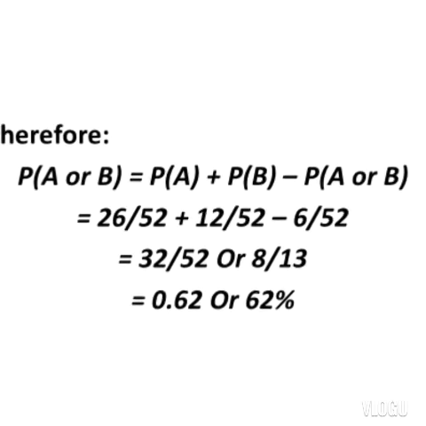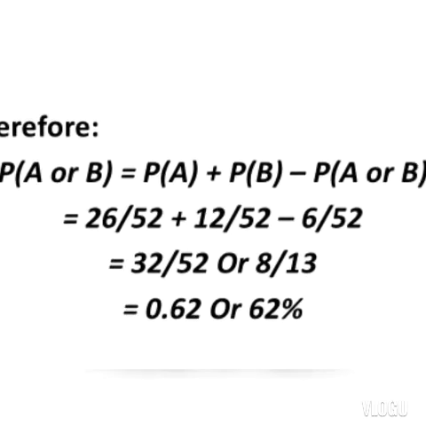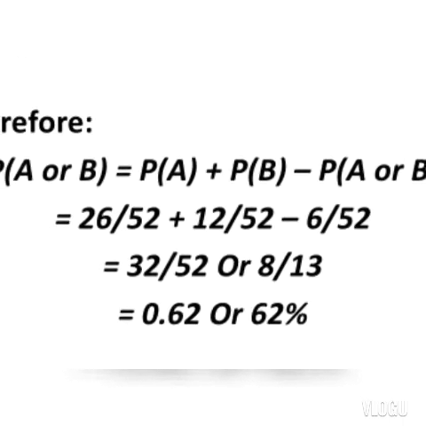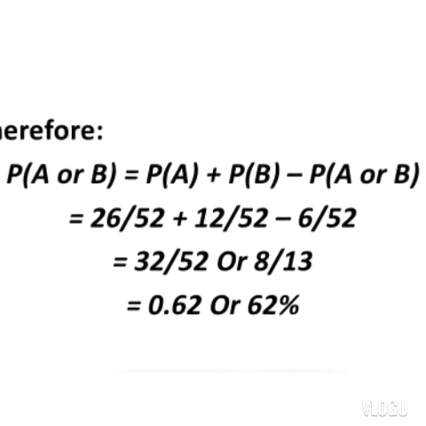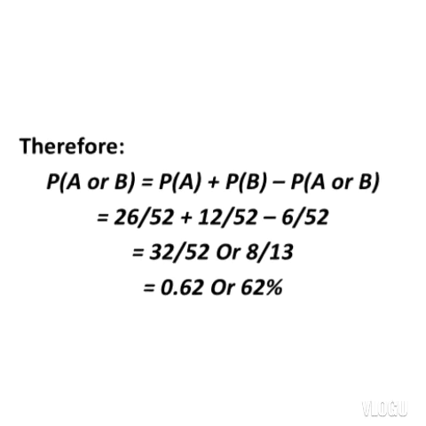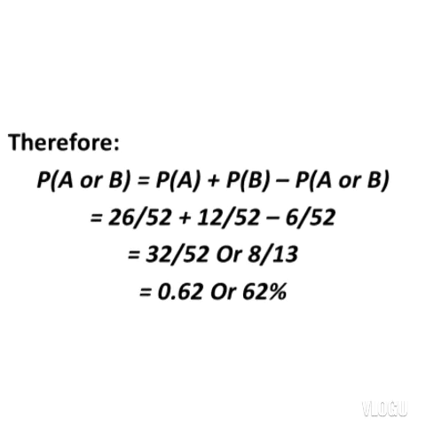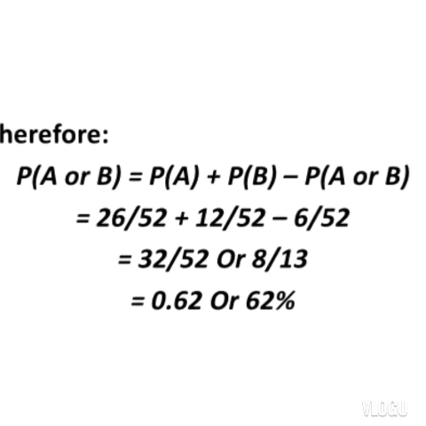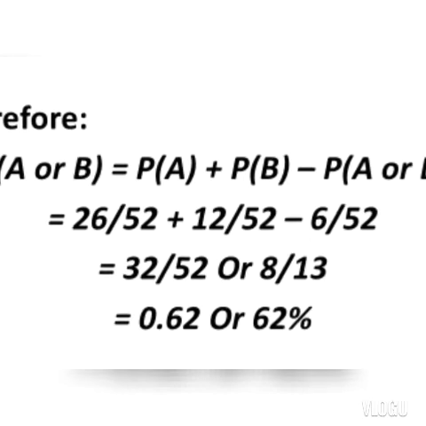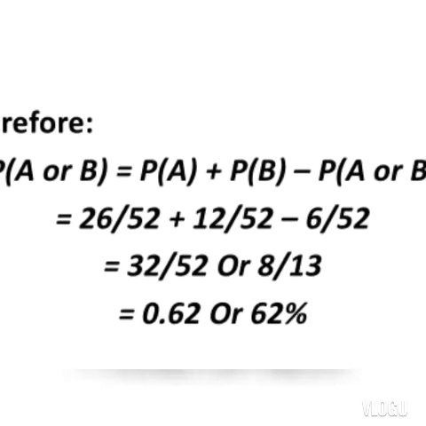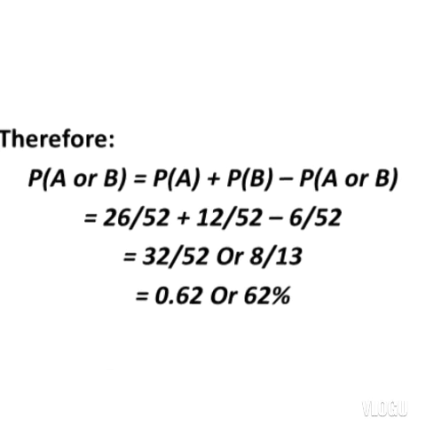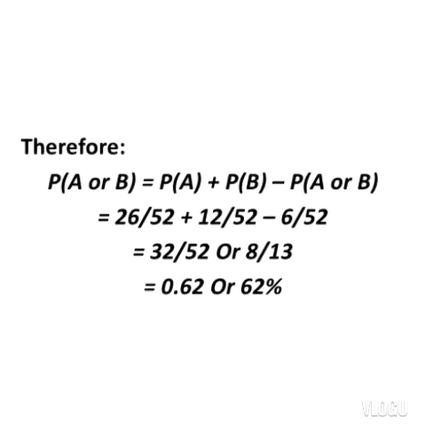Therefore, applying the formula, the sum of the probabilities of the two events minus their intersection, we have 26 over 52, the probability of event 1, plus 12 over 52, the probability of event 2, minus 6 over 52, the intersection of their events. It will give us a probability of 0.62 or 62% probability that we can select a red card or a face card.